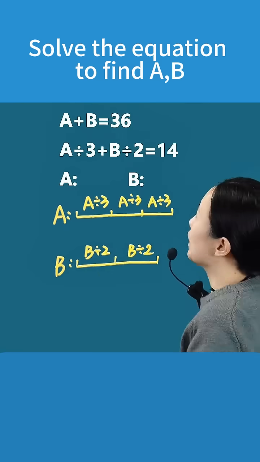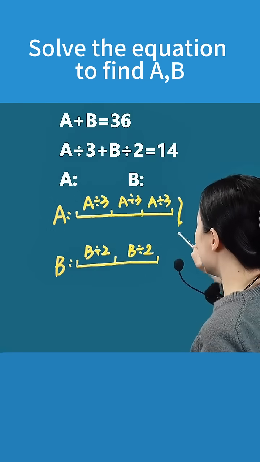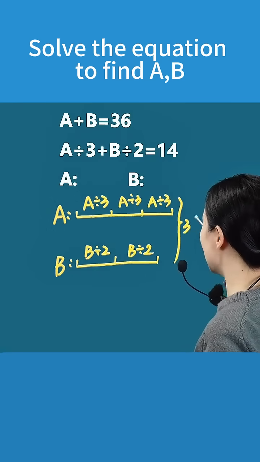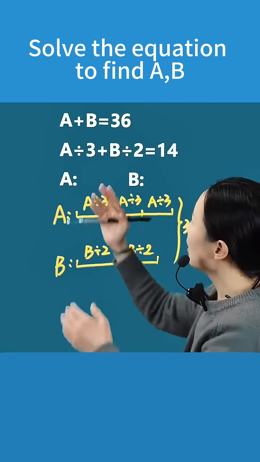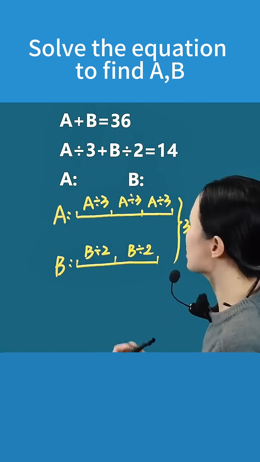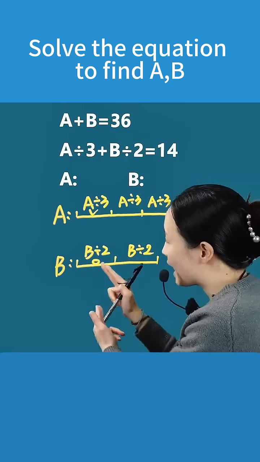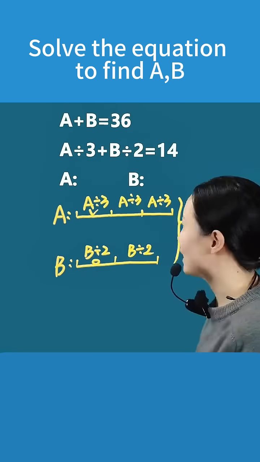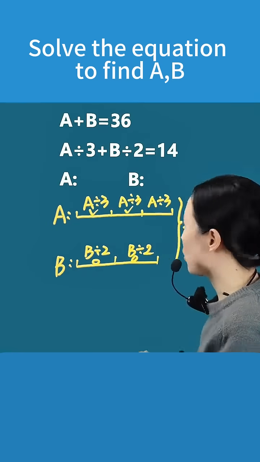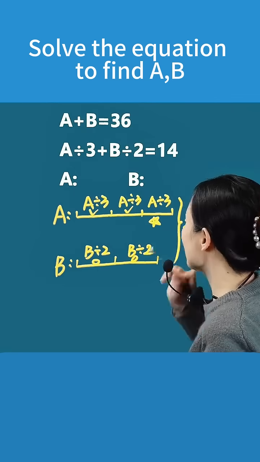Let's continue. The problem states that A plus B equals 36, which means that all these parts added together equal 36. At the same time, 1 part of A divided by 3 plus 1 part of B divided by 2 equals 14. 1 part of A is here and 1 part of B is here. Do they add up to 14? You will observe that this position also adds up to 14. So you will find that this is the single remaining small piece.